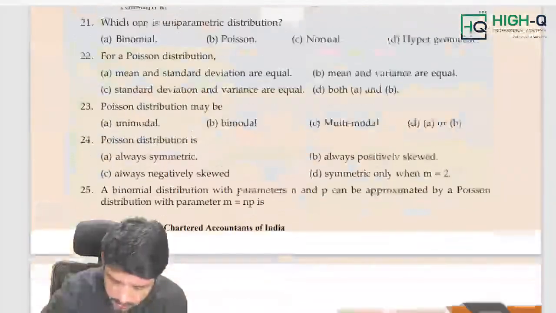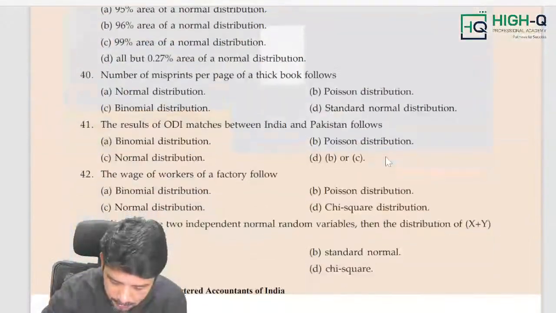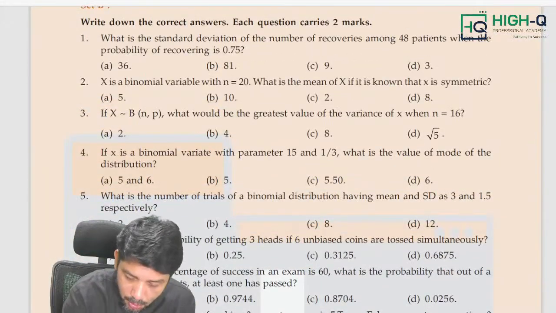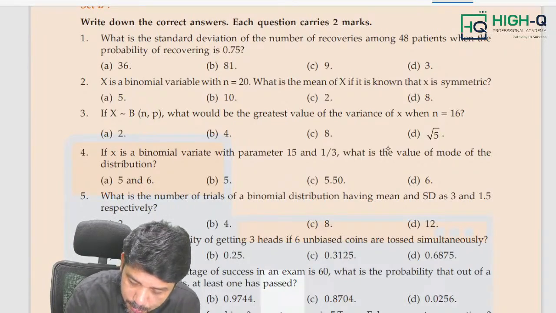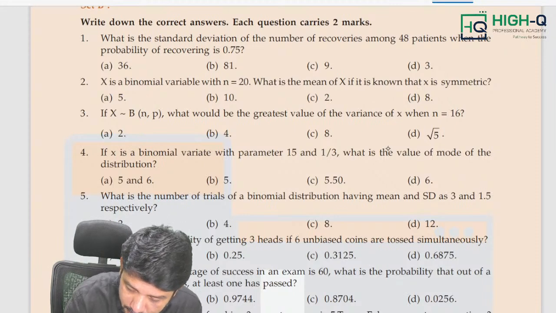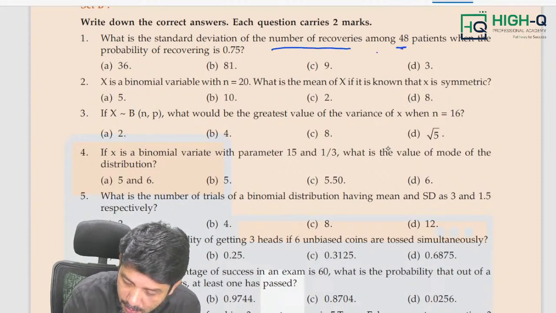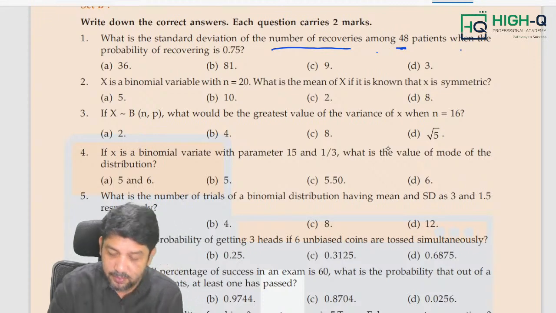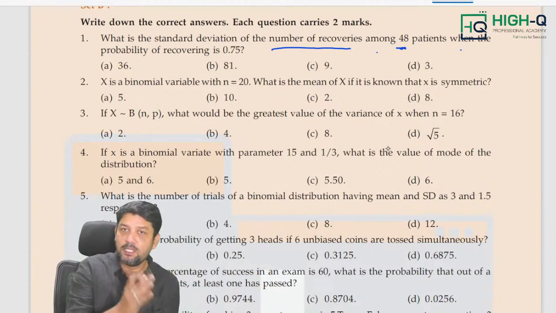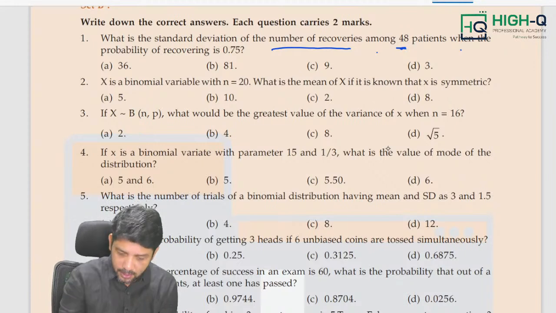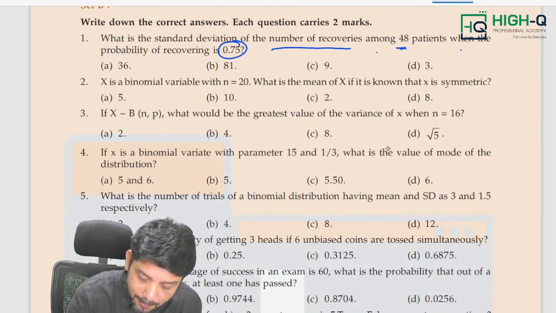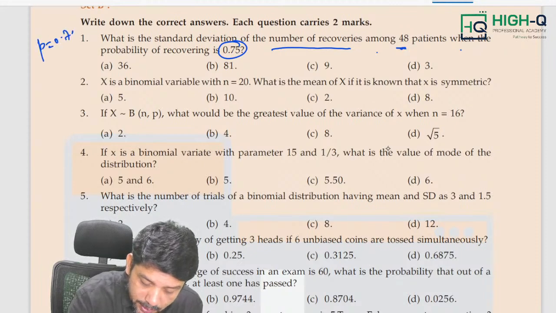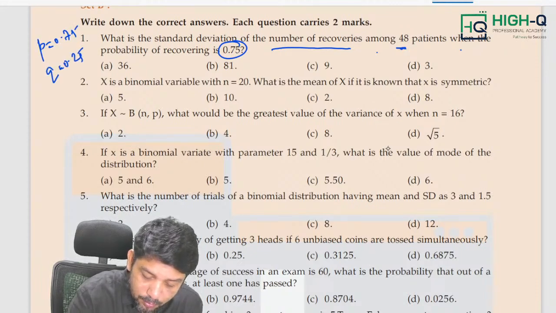Yes, sorry. Listen here. Now, what is the standard deviation of a binomial distribution? What is the standard deviation of the number of recoveries among 48 patients when the probability of recovering is 0.75? Sir, here it is not mentioned whether it is binomial or Poisson distribution. So, how to identify, sir? Here 0.75, the probability of success is very high. Therefore, we have to use binomial distribution. Here probability of success is 0.75. Therefore, probability of failure is 0.25. Am I right, my dear?